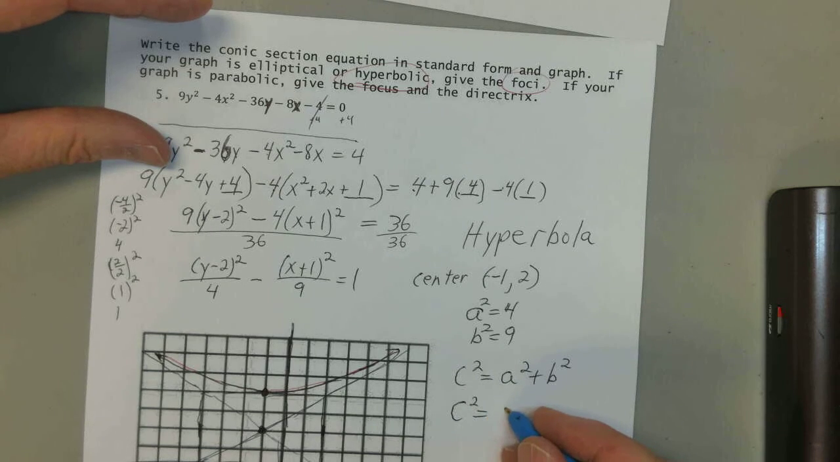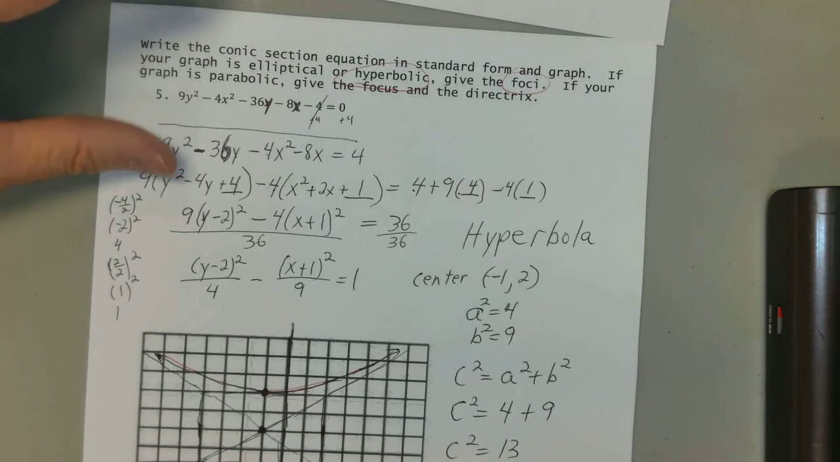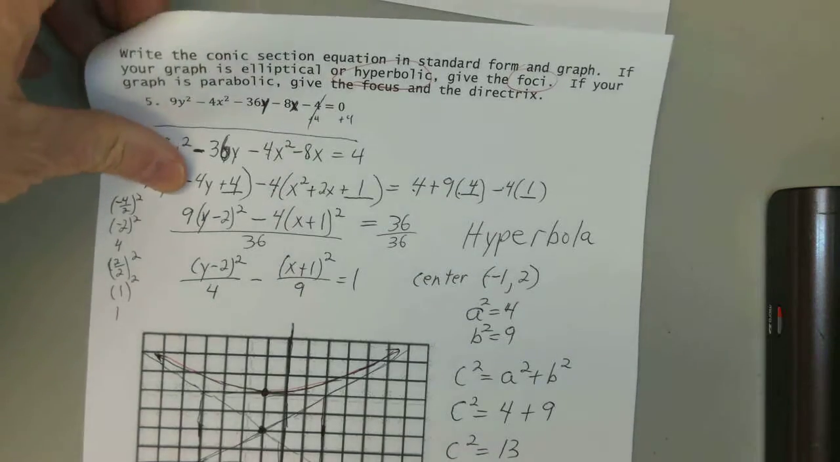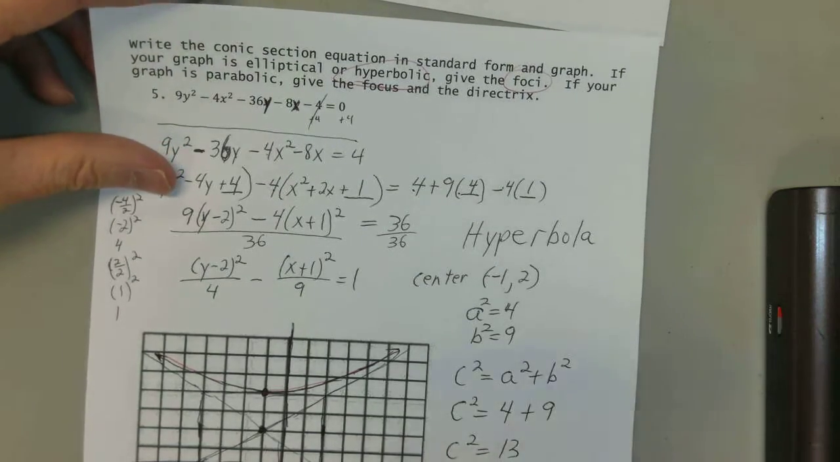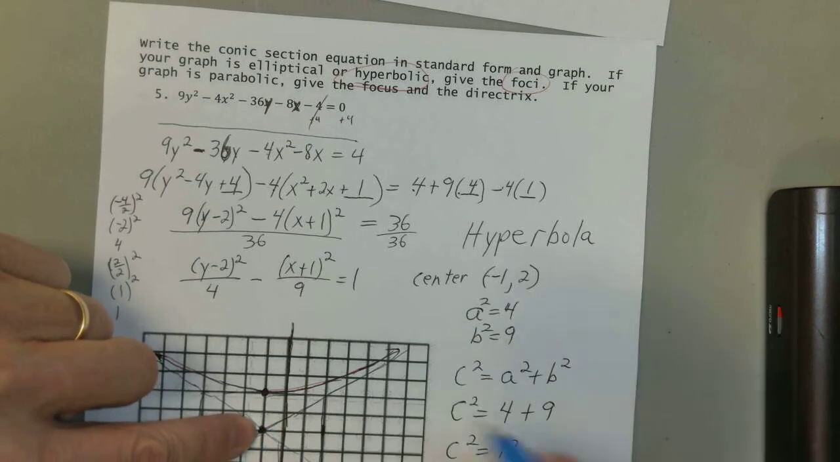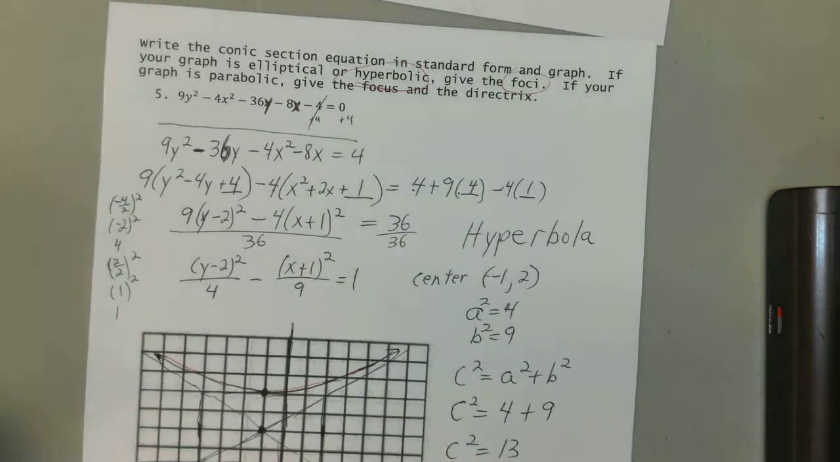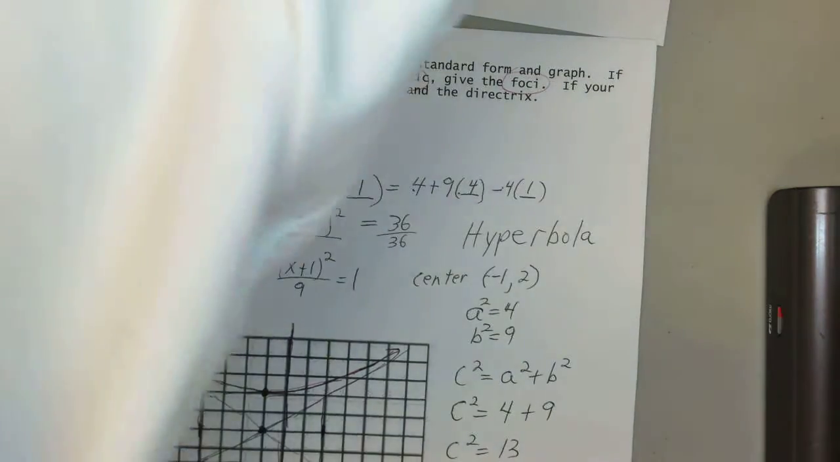C squared equals 4 plus 9. C squared is 13. So c is plus or minus the square root of 13. All right, so for our foci, we're going to go the square root of 13 up. Square root of 13. I'm going to grab my calculator here real quick, if I can find it.